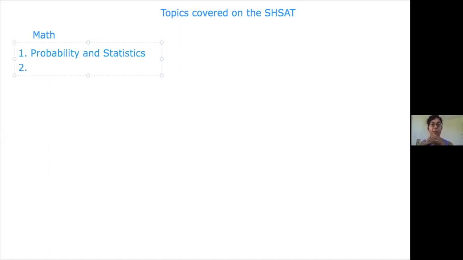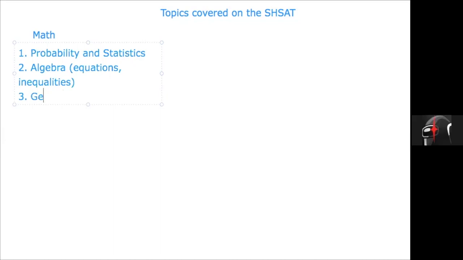Can anyone name another one? There's algebra. Algebra, exactly, absolutely. Quite a bit of algebra on the test. It tends to be algebra with one variable most of the time. Sometimes there are questions with two variables, but most of the time just one. So algebra includes equations, right? Mathematical expressions that have an equal sign in the middle, and it also includes inequalities, when you have a less than or greater than symbol in the middle. Okay, great. Any others? Geometry. Geometry.